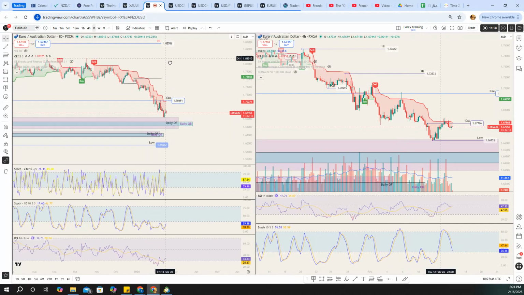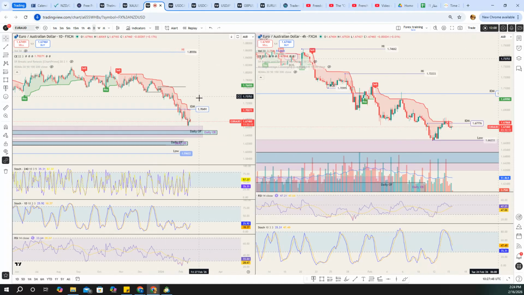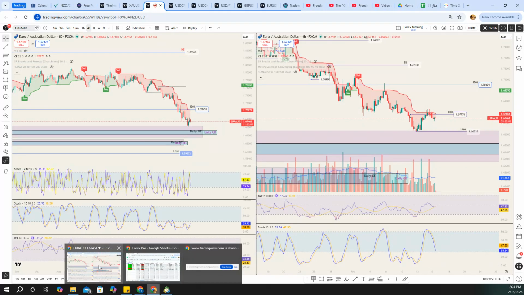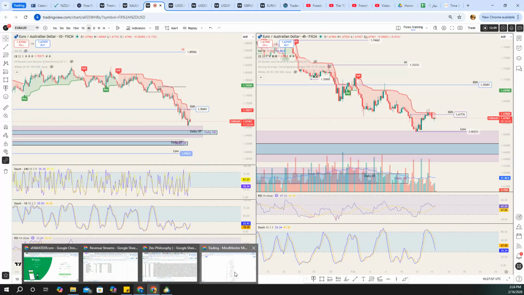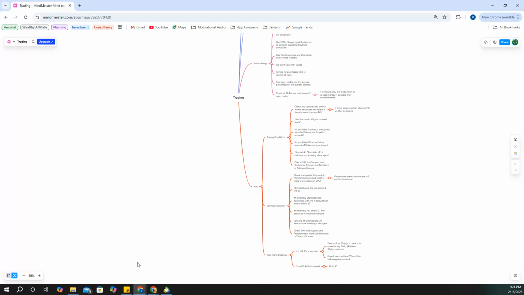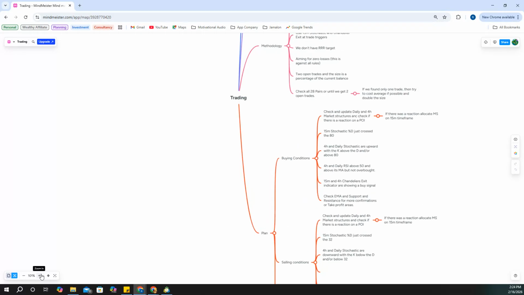Did I miss anything? Let me show you the selling conditions that I have. And this needs more work. I need to work on it more.